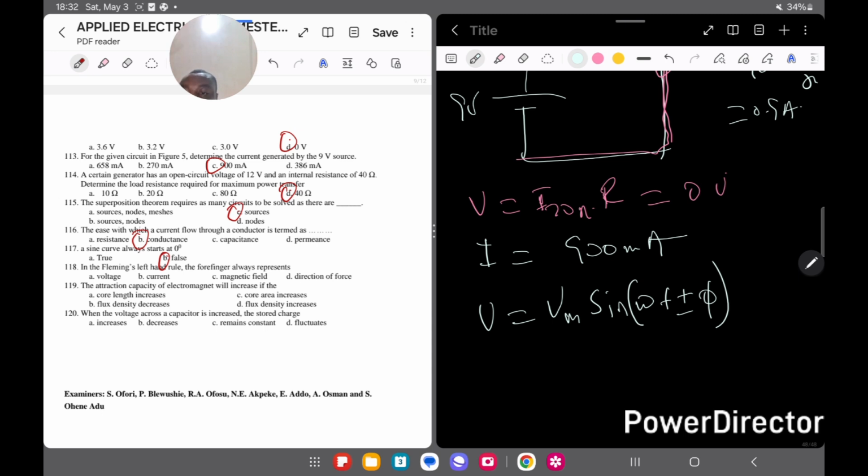In Fleming's left hand rule, the forefinger always represents what? If you are using Fleming's left hand rule, the forefinger, or you call it the index finger, or the first finger, always represents the magnetic field, right? Remember, the thumb indicates the direction of motion. Then your second finger will indicate the direction of current. So this becomes C.